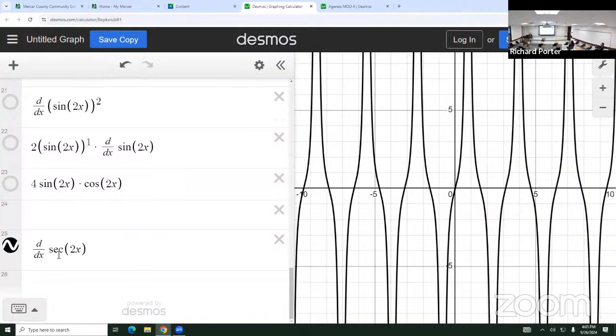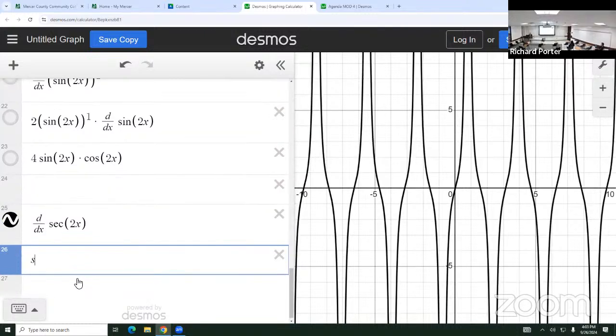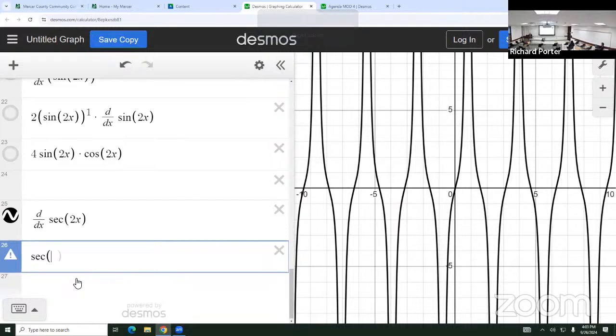Okay. Derivative of secant of 2x. What's the derivative of secant? I told you it was secant tangent. Secant tangent. No capitals.